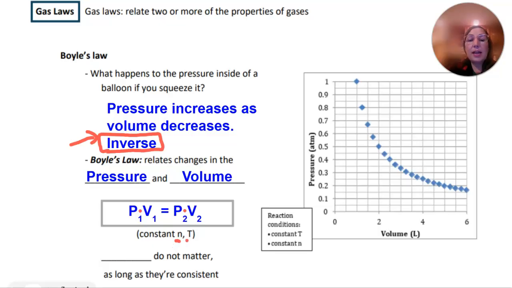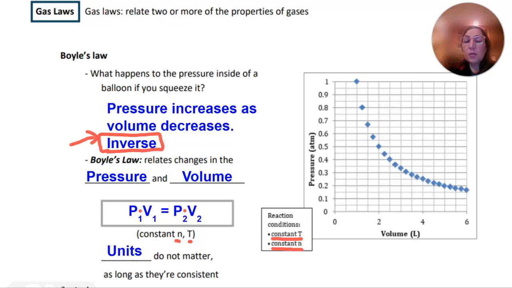Here we're saying n and T are going to be held constant. Constant T means constant temperature. You're not changing the temperature of the gas. Constant n means a constant amount of the gas. You're not letting any moles of gas in. You're not letting any moles of gas escape. So no gas is going in or out of the container.